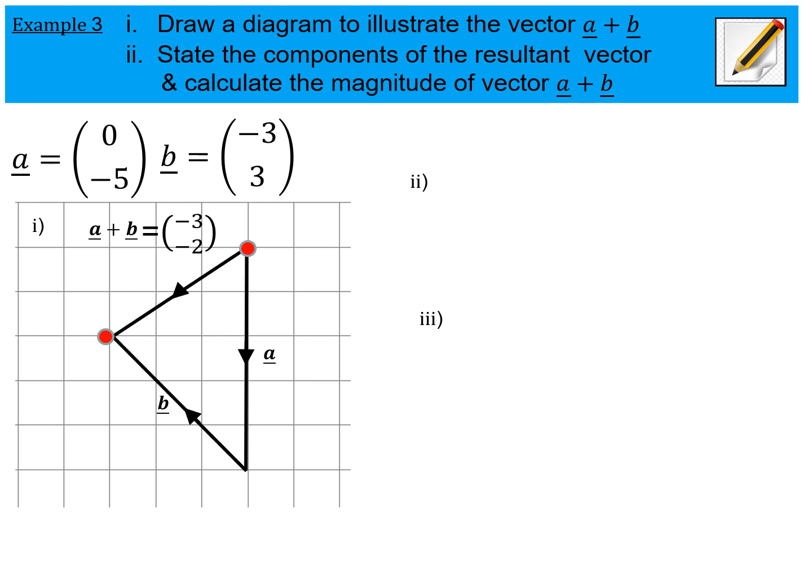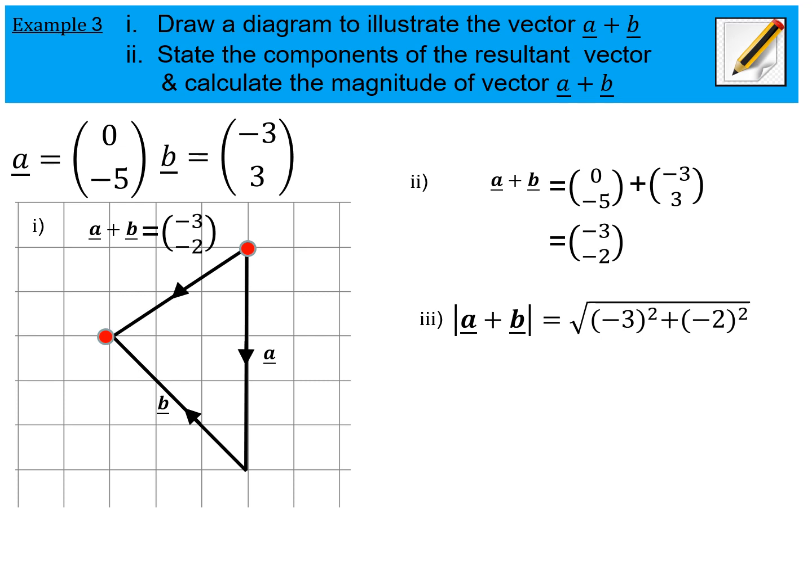We can check that with a column vector calculation. So A plus B in column vectors would be 0, minus 5, add minus 3, add 3, and that gives us minus 3, minus 2, which agrees with our diagram.